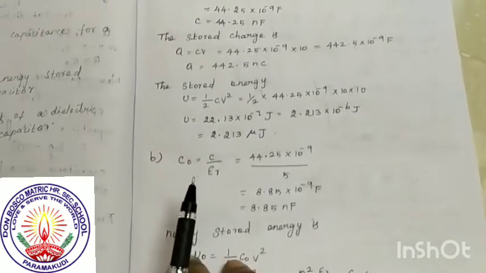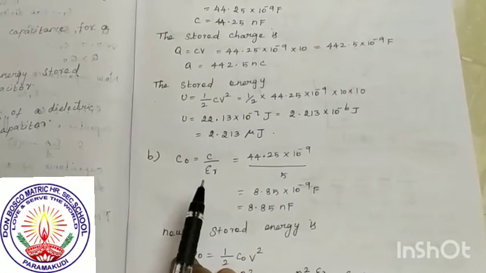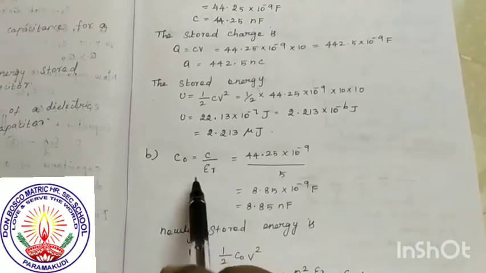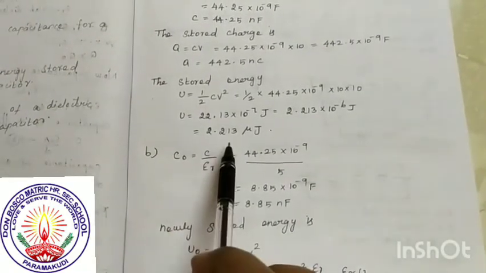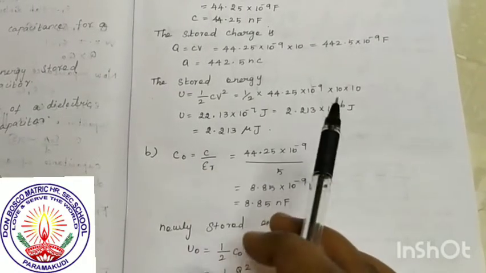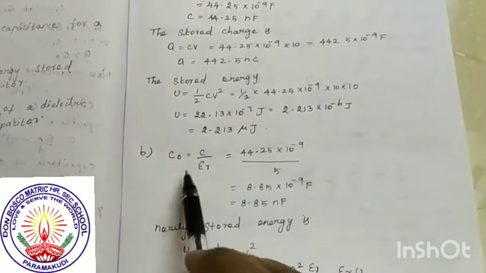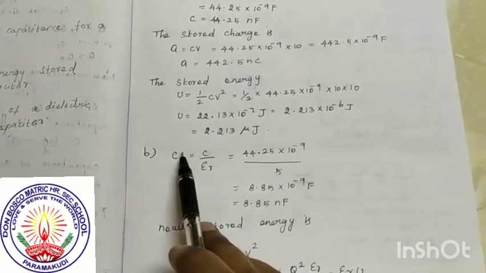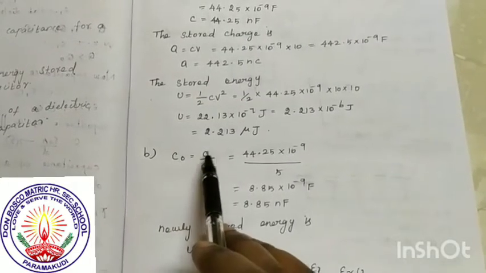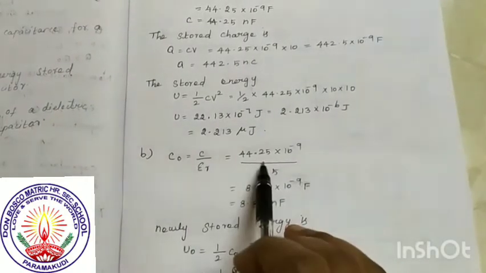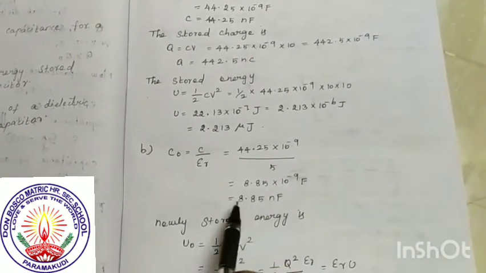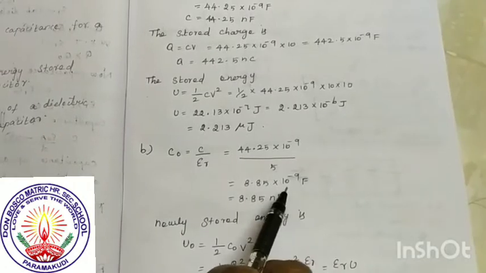And the second case is, after the capacitor is fully charged, the battery is disconnected and the dielectric is removed carefully, so without battery. Without battery, we have to consider C naught is equal to C by epsilon r. This is the formula. Then we know the values, substitute them, and calculate the answer.